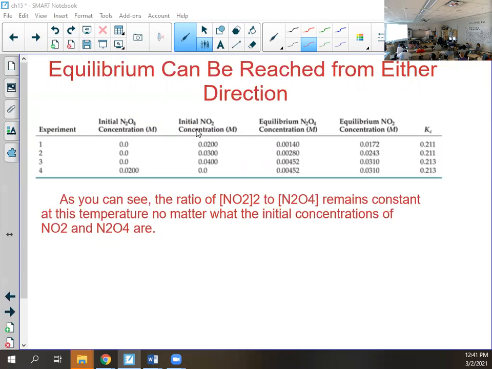All right, here we go. Equilibrium. Okay, that word. Equilibrium can be reached from either direction. All this means is, remember our graph that went down like this and then up like this? It could have come up like this and down like that.